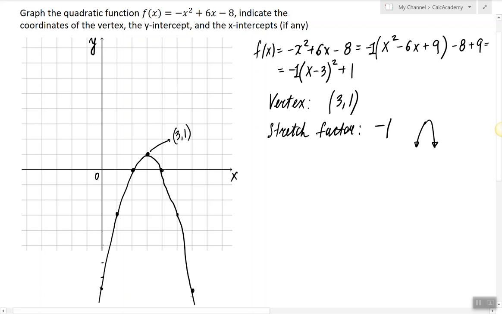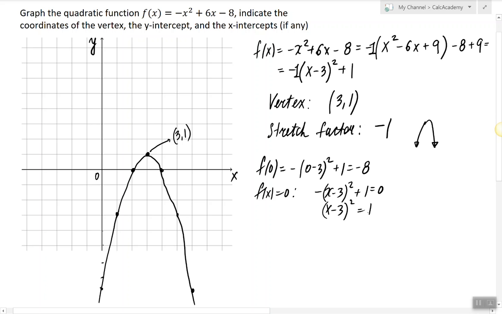Now to find the y and x intercepts, we have to plug in 0. So we get -8, and to find the x-intercepts, we have to solve the following equation. So to solve it, we isolate the square term first, and then use the square root property. We find 2 x-intercepts. So the only y-intercept is (0, -8).